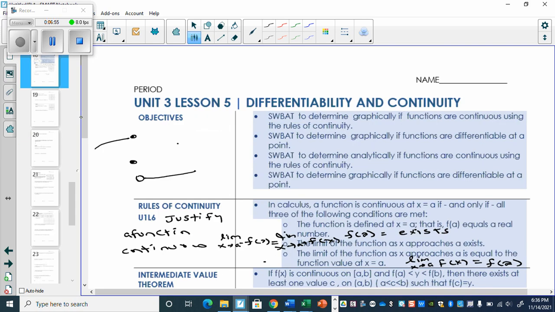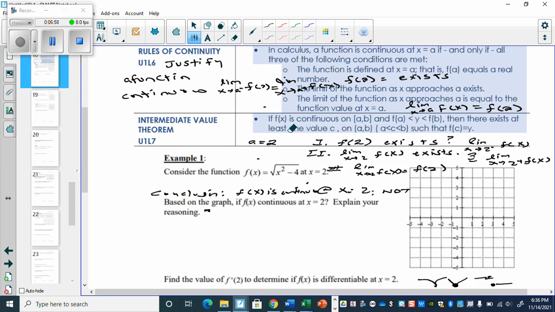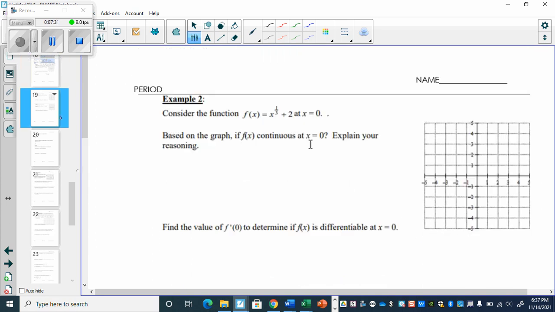Now, just moving backwards to the intermediate value theorem, it says if f of x is continuous on the interval a, b, and f of a is less than y, and y is less than f of b, then there exists at least one value c between a and b, where a is less than c, less than b, such that f of c equals y. So this has to be on an increasing interval. That means the function needs to be going uphill for this to apply. Okay.